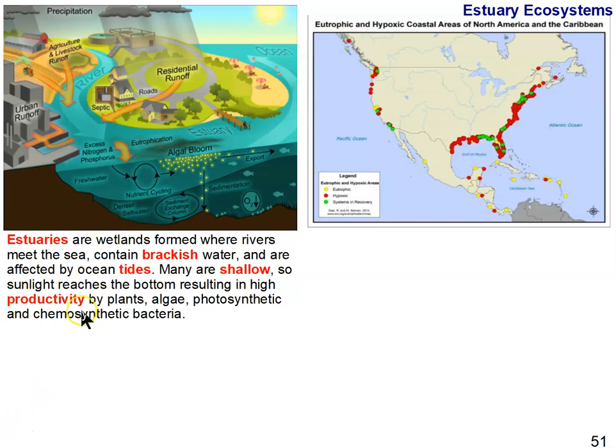They're also highly productive, just like wetlands in general, because there's plenty of water and plenty of sunlight. So there are plants and algae and photosynthetic and even chemosynthetic organisms that are living in estuaries.